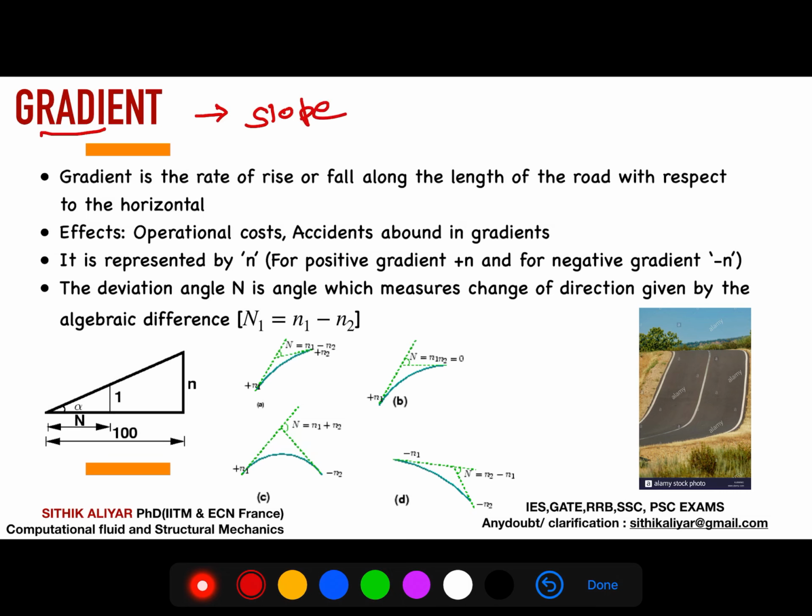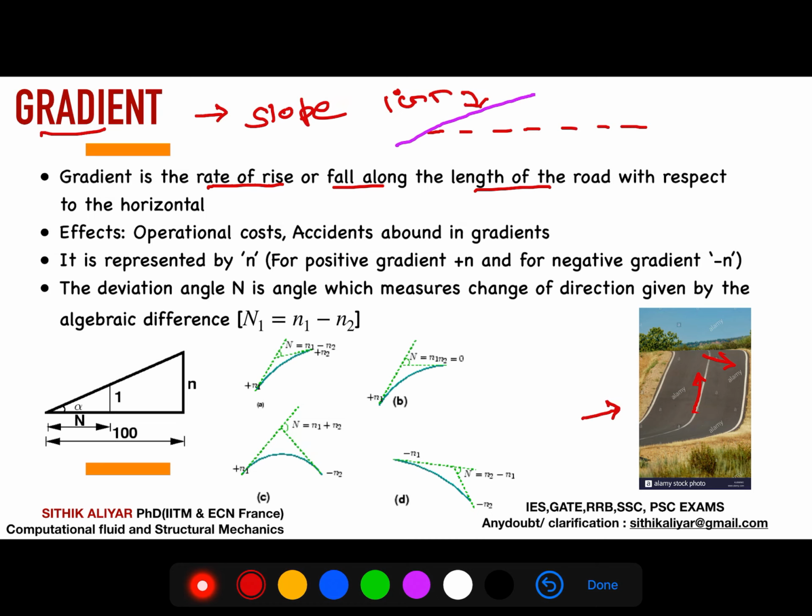If you try to visualize, this is what I am discussing. You can see the right side bottom figure. This is what I am discussing as a gradient. Actually this is a rising gradient, and if you go that side of the road, we will see a falling gradient. This is nothing but a rate of rise or fall along the length of the road, with respect to horizontal. So if this is a horizontal line, we are going to rise the road surface.